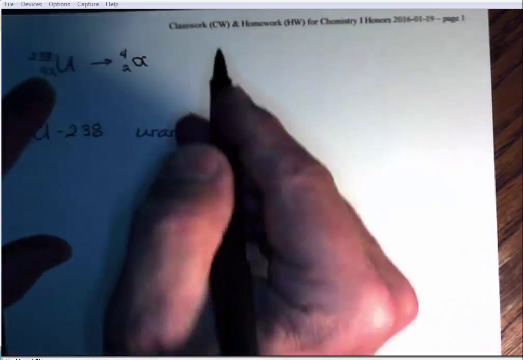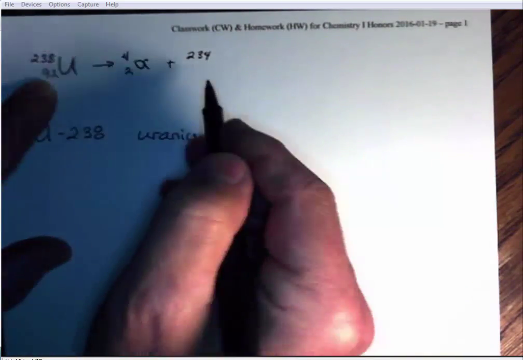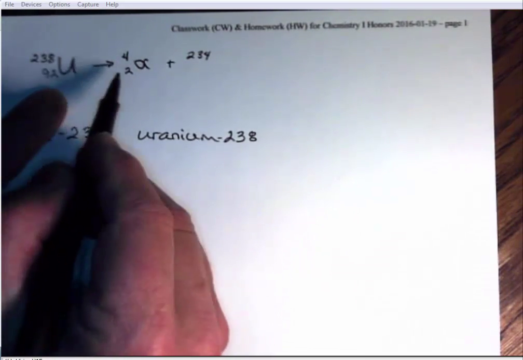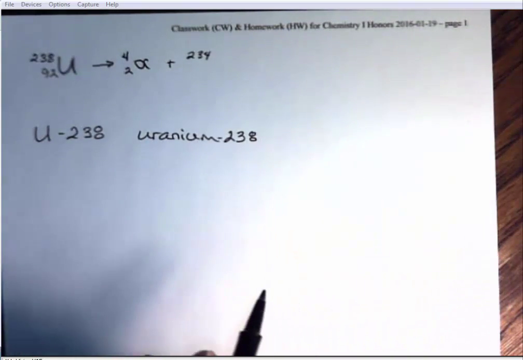234. So I need something else that has a mass of 234. Okay? And what's the atomic number I'm going to need? Because I can't destroy protons. I've got 92 protons here and 2 protons here. I've got to have some more protons on the right to have everything balance out. How many protons do I need?